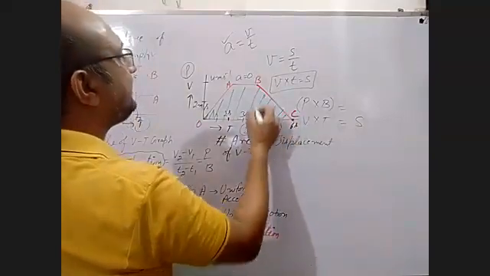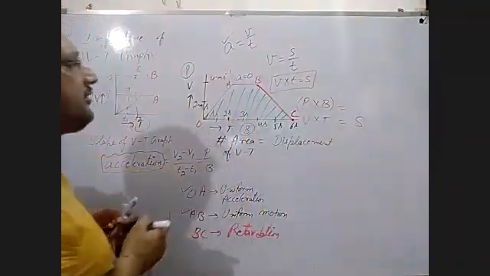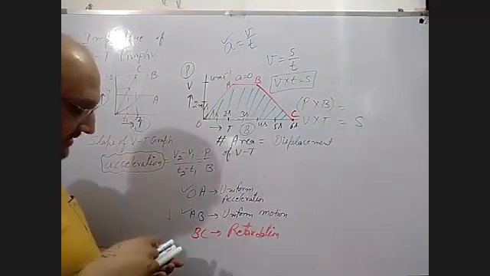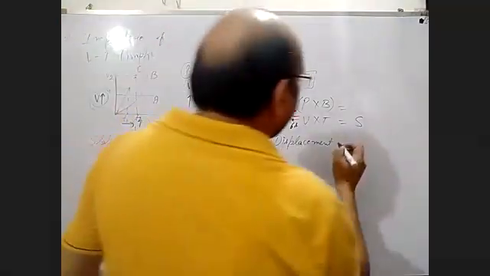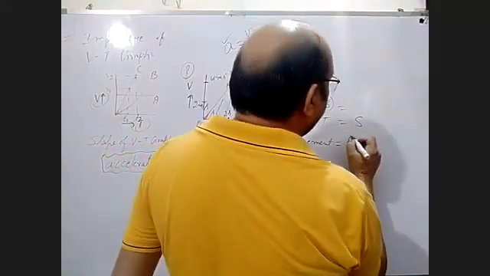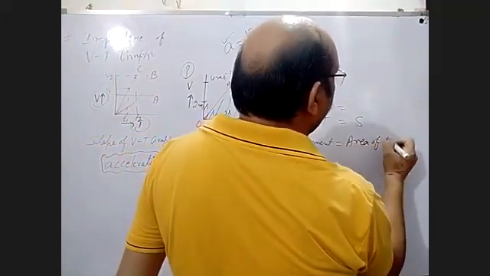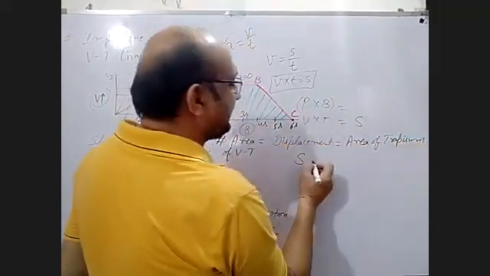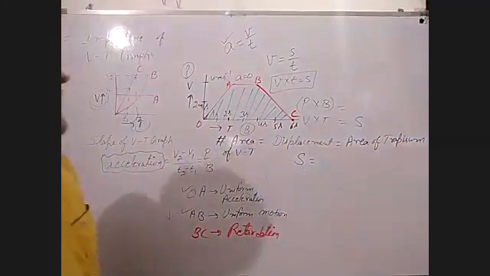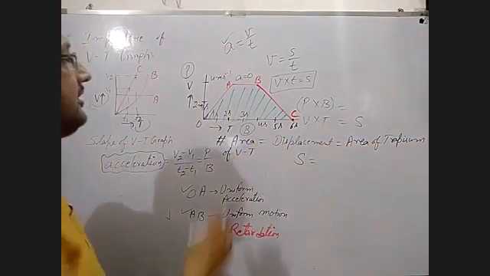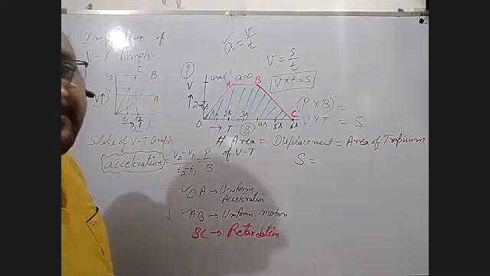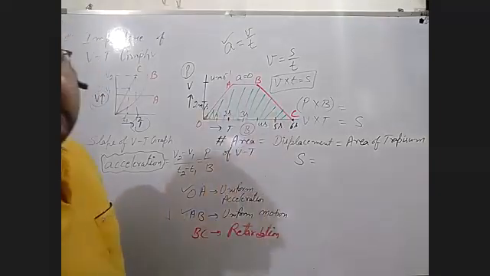Okay. And the structure, the shape of this graph, this shaded portion is like a trapezium. So mathematically, you have to calculate the area of the trapezium for calculating displacement in 6 seconds, 0 to 6 seconds. Now, what is the formula for the area of a trapezium? Half of the sum of parallel sides.